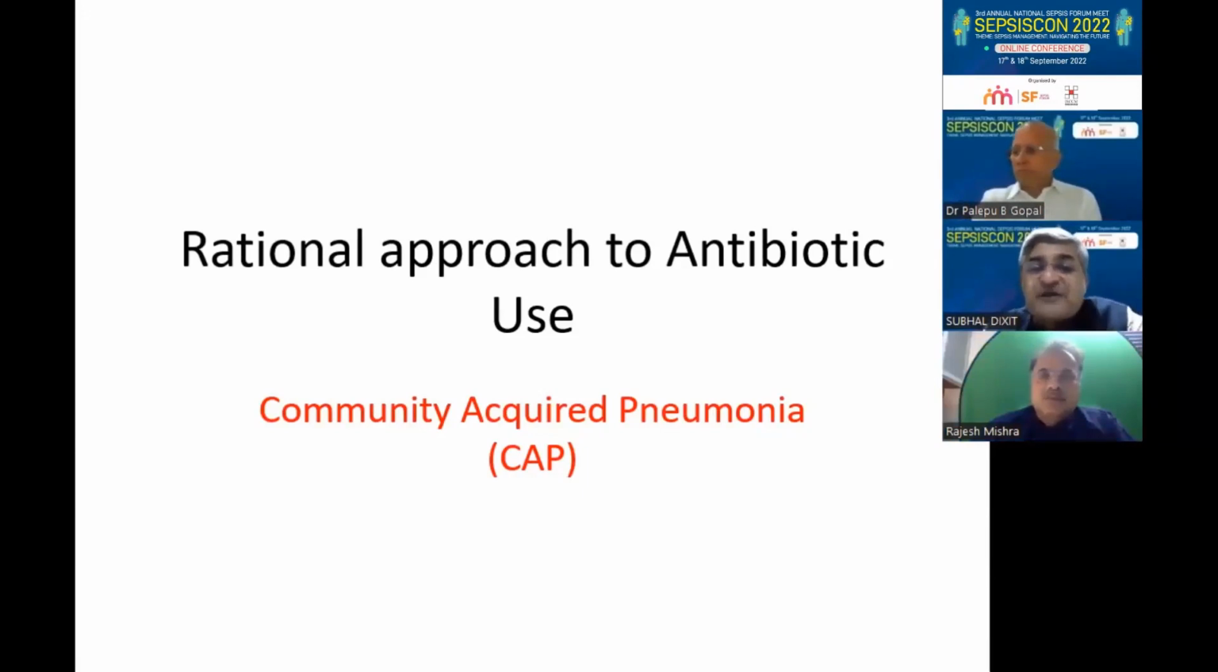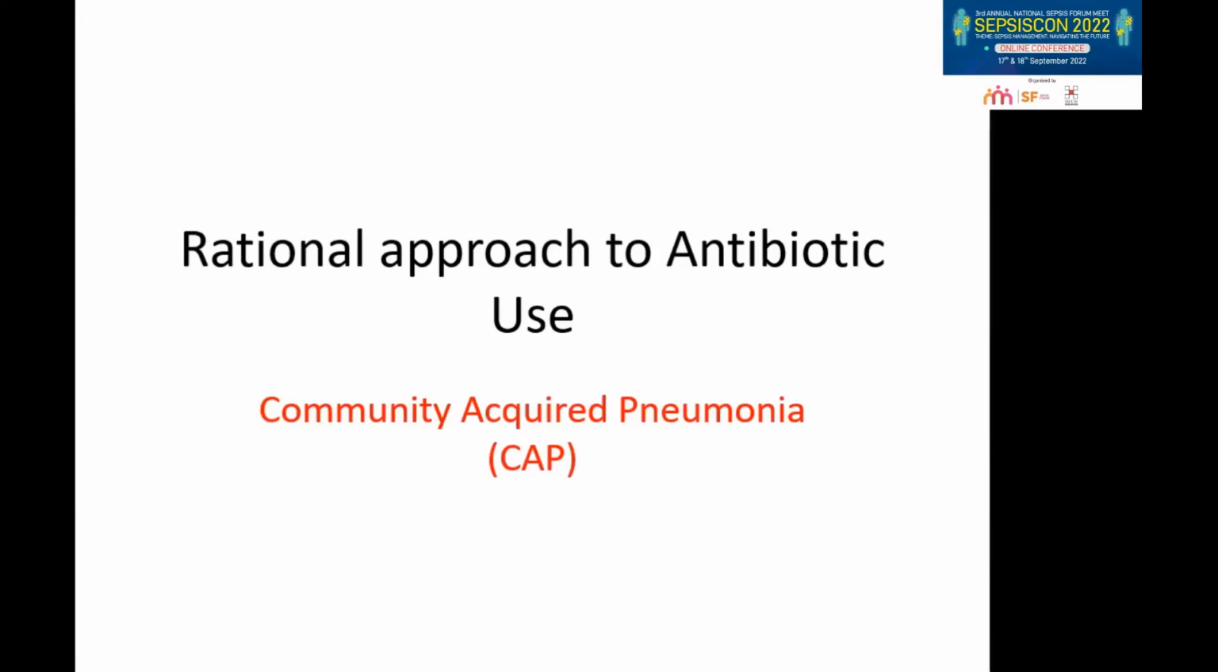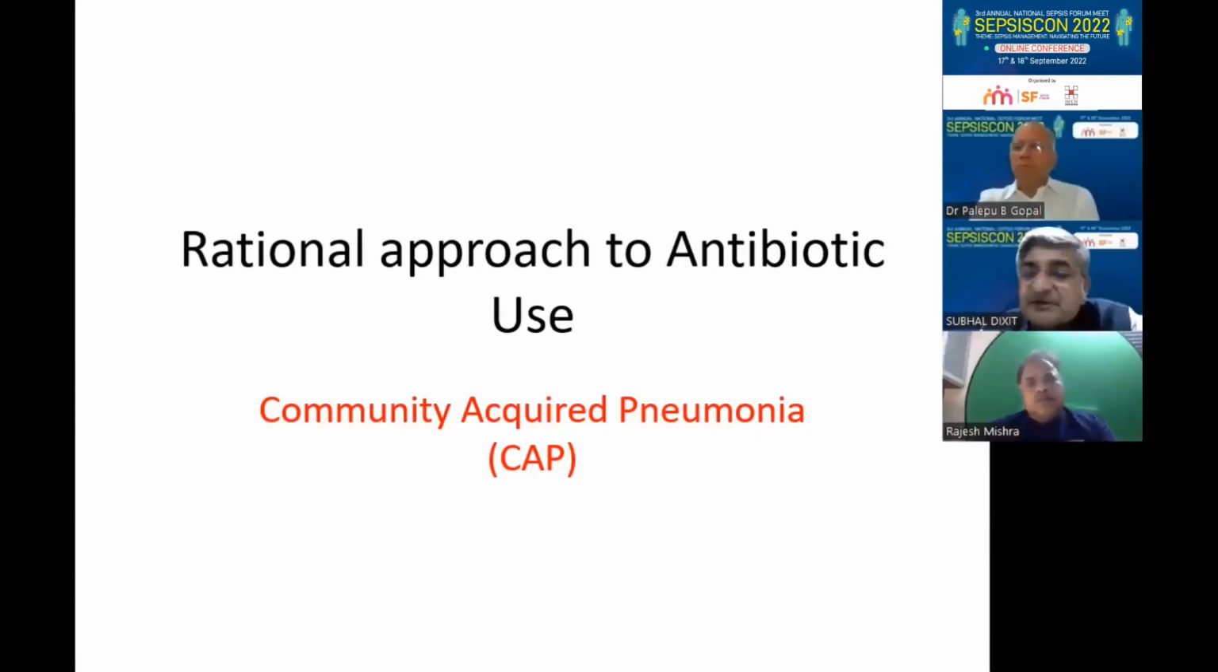For this rational use of antibiotics, we have faculty from Pan India. We have Dr. Rajesh Mishra from Ahmedabad, the president of the Indian Society of Critical Care Medicine. Dr. Palepu Gopal is a senior intensivist from Hyderabad. Dr. Ashit Hegde is a physician and intensivist from the PD Hinduja Hospital. Dr. Shushruta Bandyopadhyay from Amri Hospital in Calcutta. And Dr. Khalid Khatib from Navle Hospital Medical College as an intensivist there.